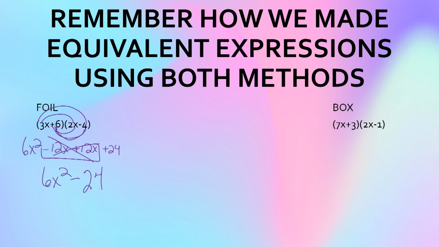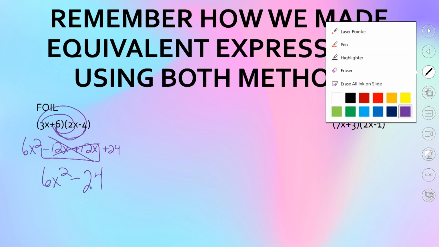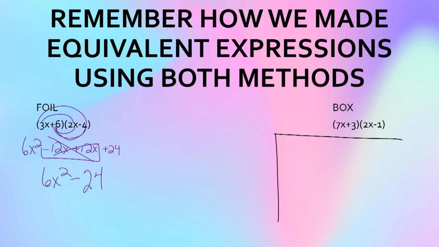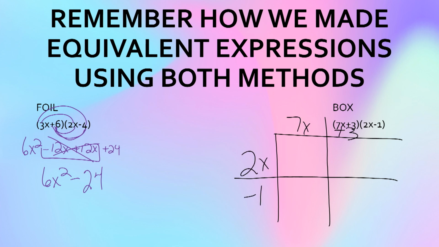Let's try our box method now. So remember, with my box method, I'm going to go ahead and draw my box and split my terms up. So I'm going to have 7x plus 3, 2x minus 1, multiplying my top to my side. 7 times 2 is 14. X times x is x squared. 3 times 2x is a positive 6x. 7x times a negative 1 is negative 7x. 3 times a negative 1 is going to give me negative 3.